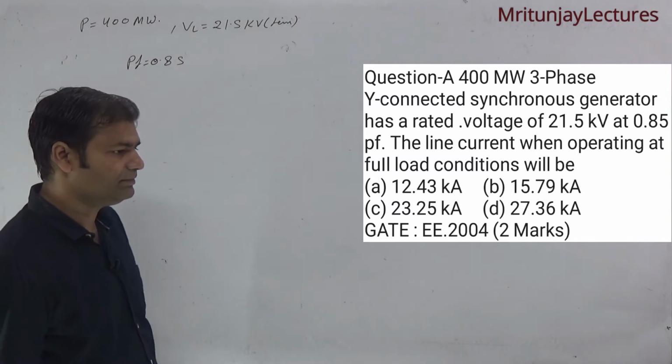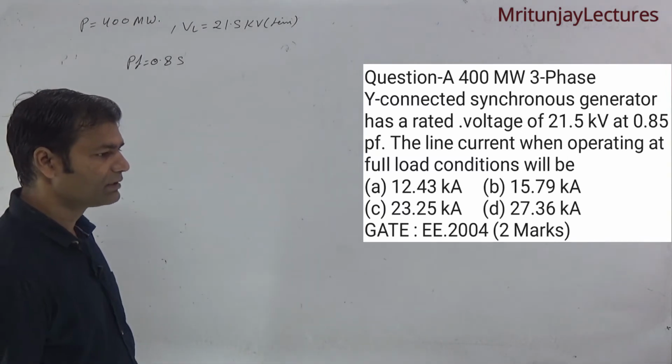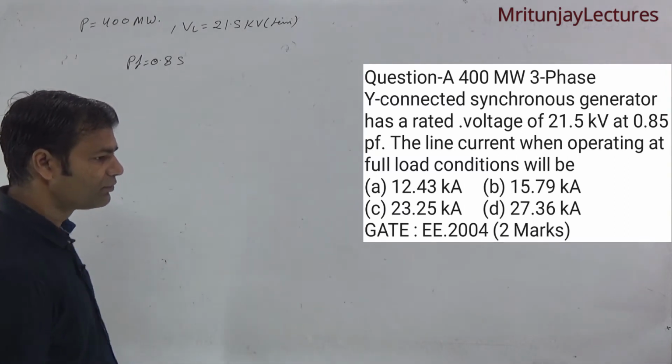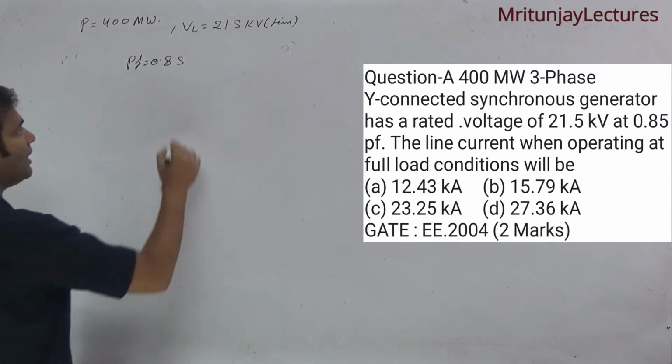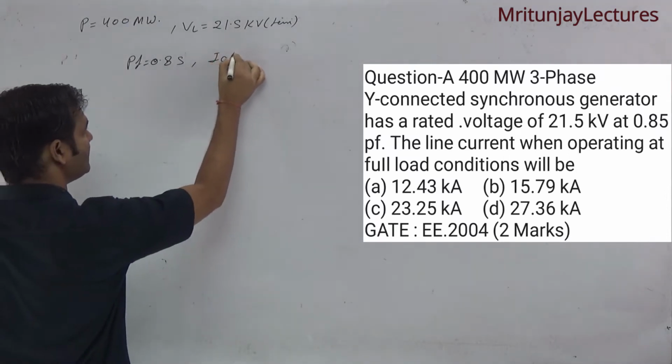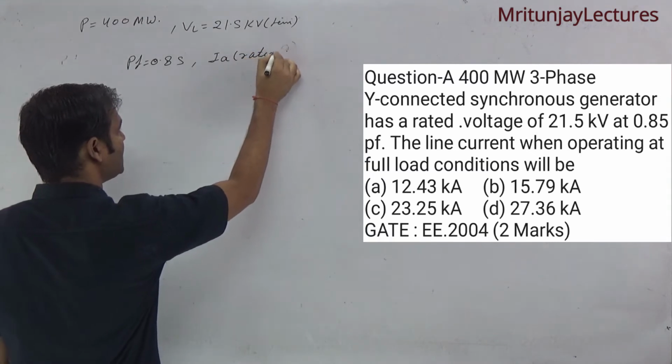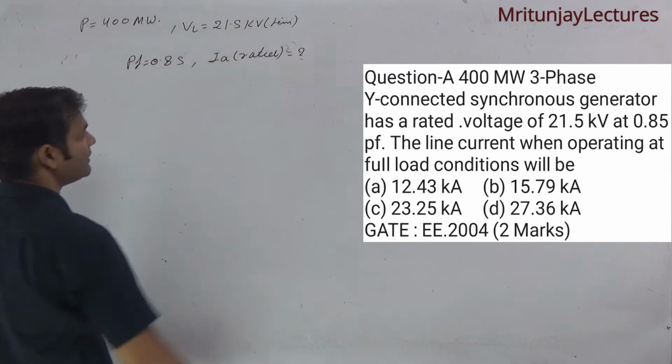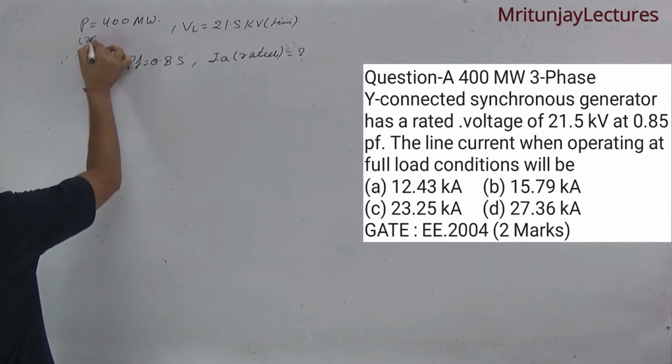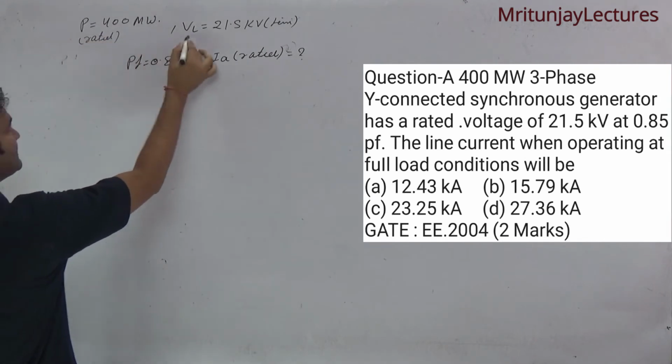The line current when operating at full load condition will be... Our motto is to determine IA, the rated current. That is the rated power and that is the rated voltage.